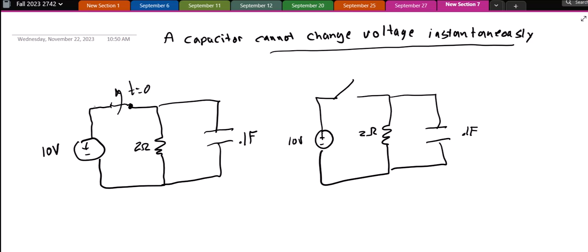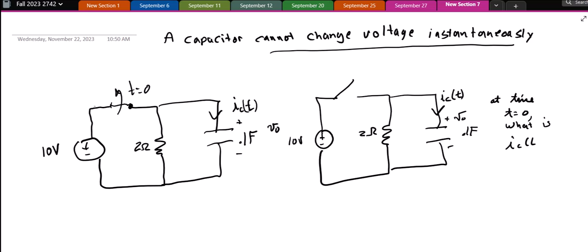Okay, so my question is going to be, at time t equals 0, what is IC of t and V naught of t? Those are just defined with the current in a certain direction and the voltage with a certain polarity. And what are those at time t equals 0?